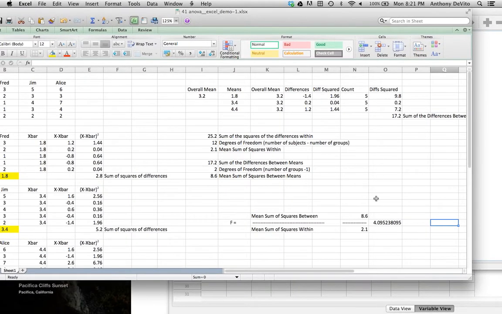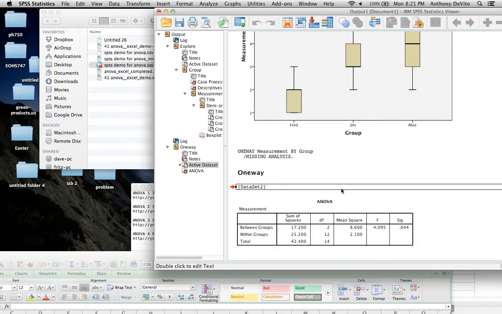And what did we do with that 8.6 and 2.1? We put 8.6 on top, 2.1 on the bottom, because we want F to be bigger if the means are further apart. And if the variability is small, we want it to be bigger, so we put that on the bottom. We got 4.09 by dividing 2.1 into 8.6. And in fact, we do the same thing here. 8.6 divided by 2.1 gives us our F statistic, 5.095.